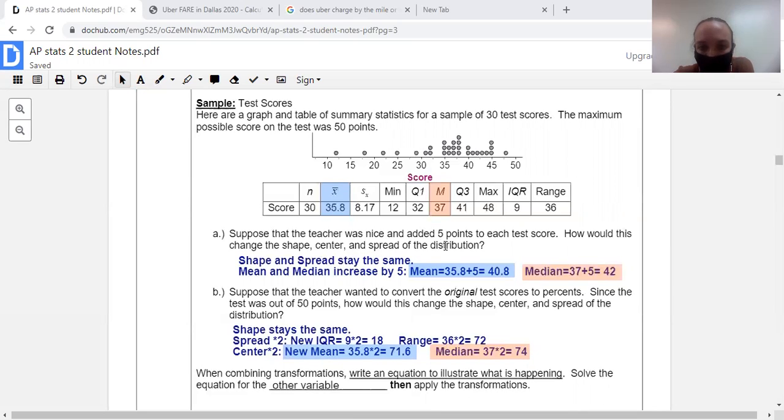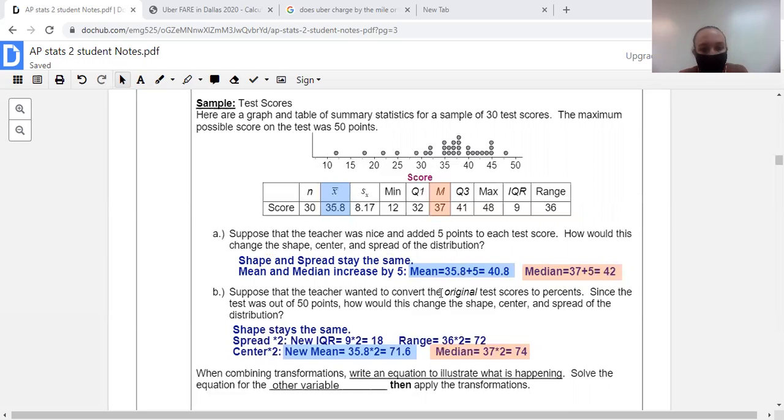This is adding, which means that the only thing that will change is the center. The shape stays the same, so it will look just like that dot plot, and the spread stays the same. Nothing gets stretched out, which means that shape and spread stay the same. Mean and median will increase by 5 because the teacher added 5 points.